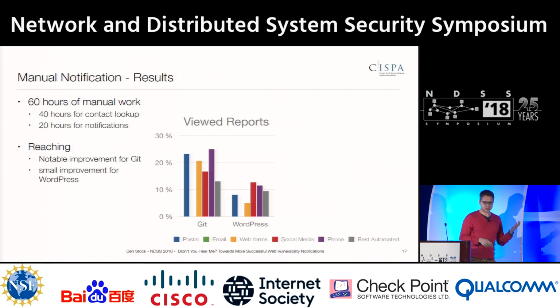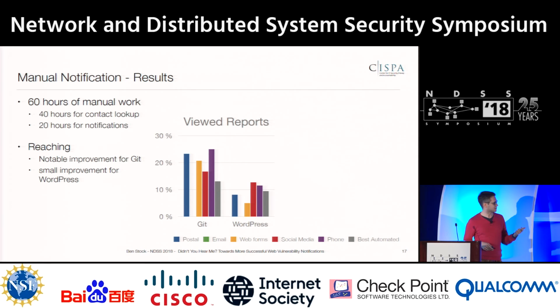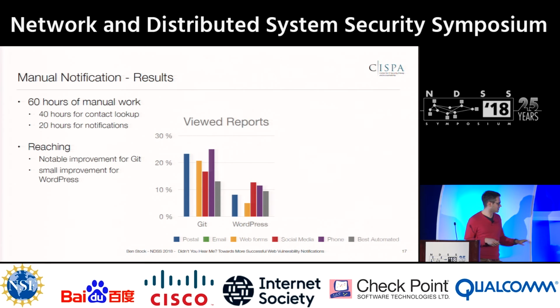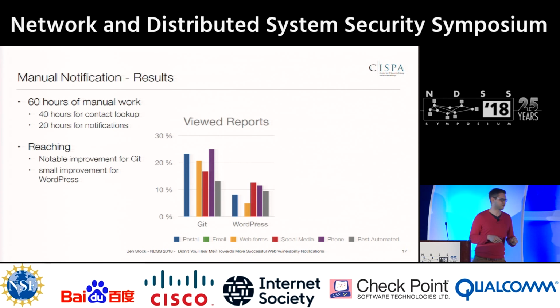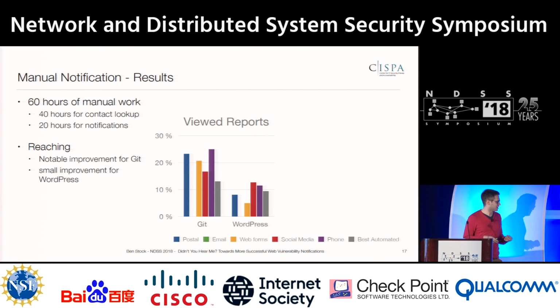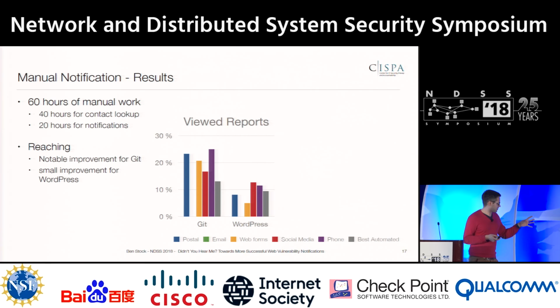And in reaching people, this graph shows the comparison between the different channels that we used and the comparison to the best automated one. So we see here that for phone and postal, we managed to reach about a quarter of the sites that we tried to notify, whereas for the best automated channel, we only reached about 12%. So this seemed to be, well, useful. For WordPress, the numbers are slightly smaller, but still we have an improvement over this automated approach.